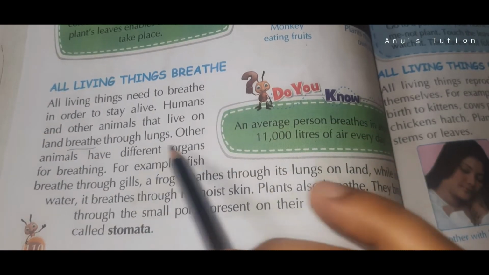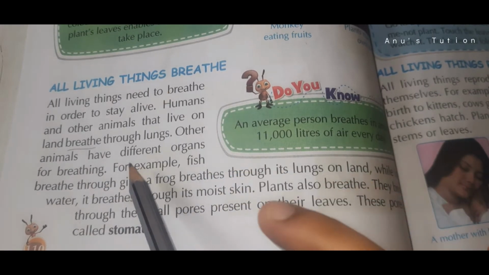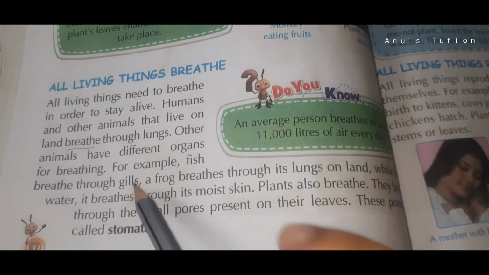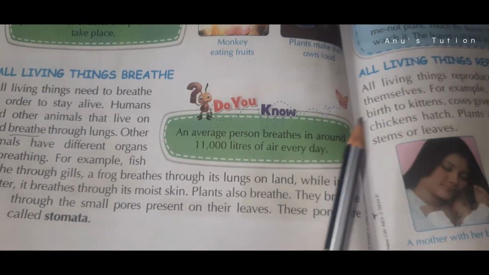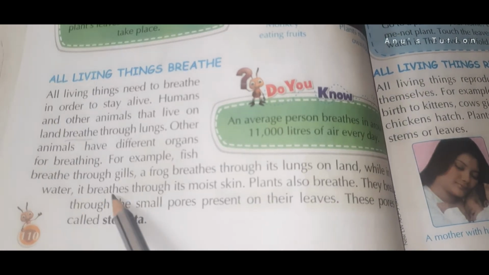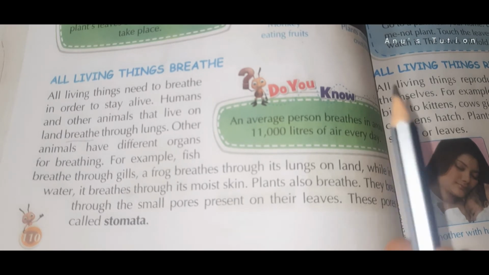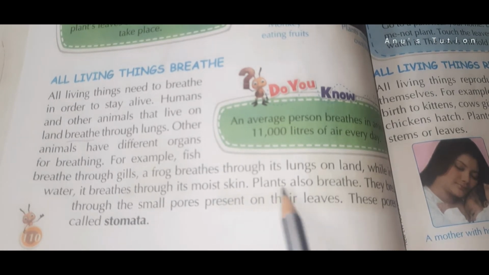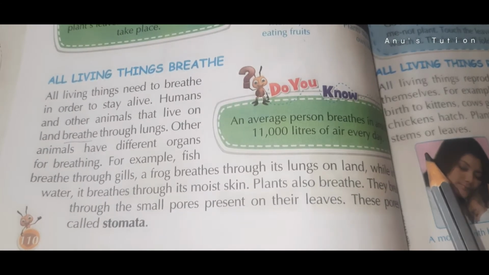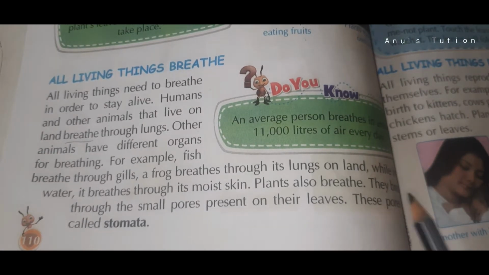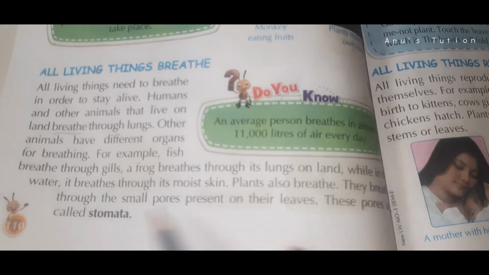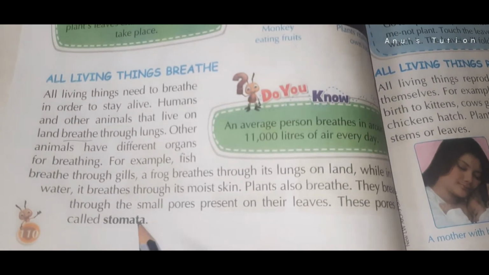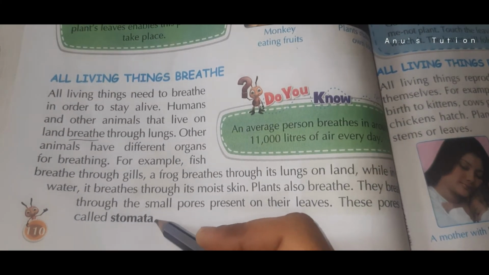Other animals have different organs for breathing. For example, fish breathe through gills. A frog breathes through its lungs on land, while in the water it breathes through its moist skin. Plants also breathe. They breathe through the small pores present on their leaves. These pores are called stomata.